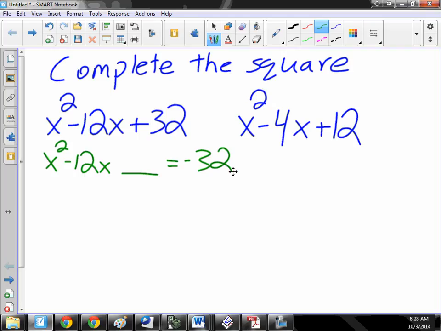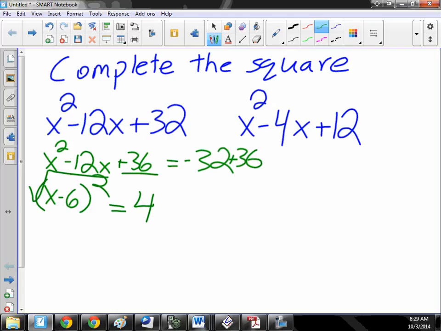Okay, so what is my factor? X minus 6. So what's my perfect square? Plus 36, plus 36, which gives me 4, and 4 is a nice number because it square roots. So I take the square root, and I get x minus 6 equals plus or minus 2. Then I add 6, so 6 plus or minus 2.